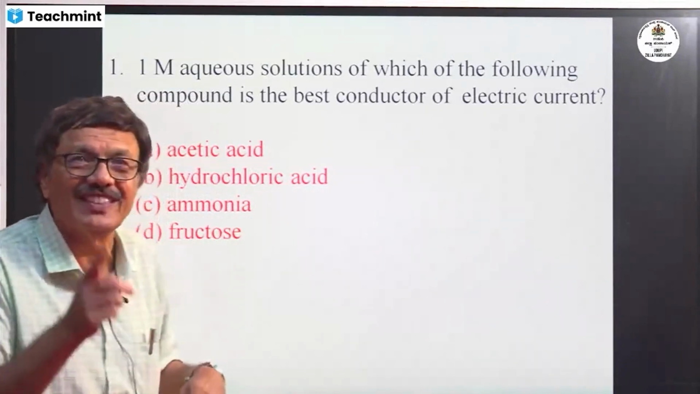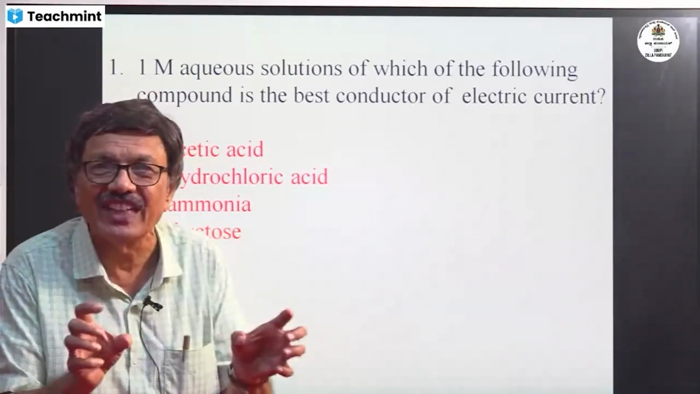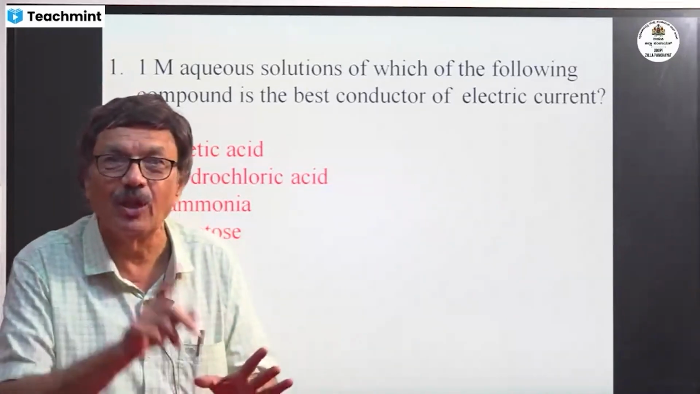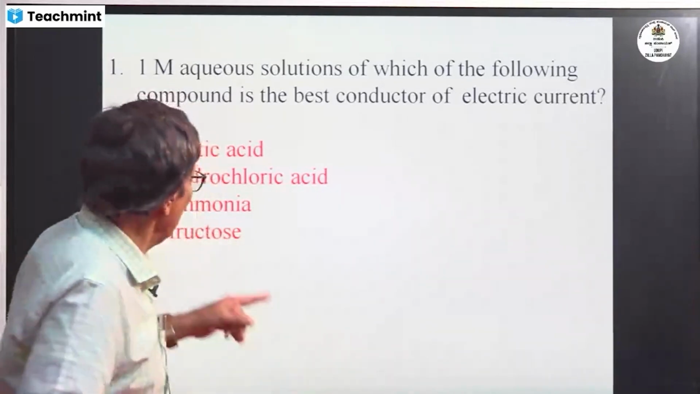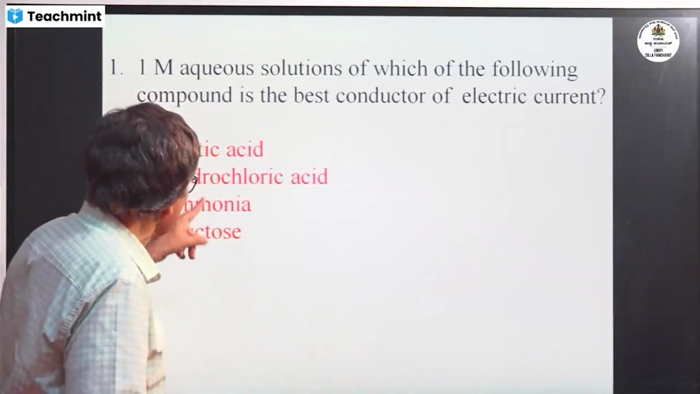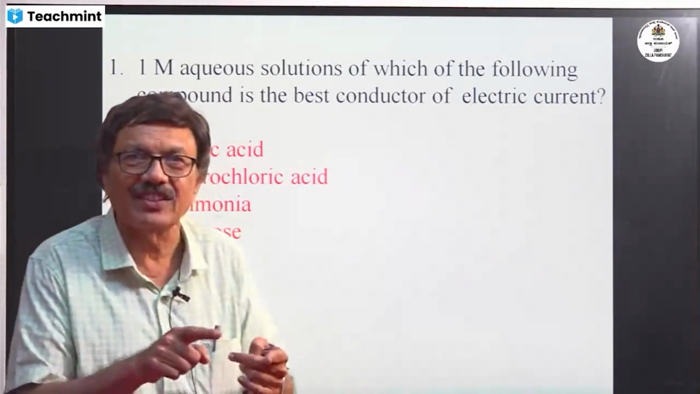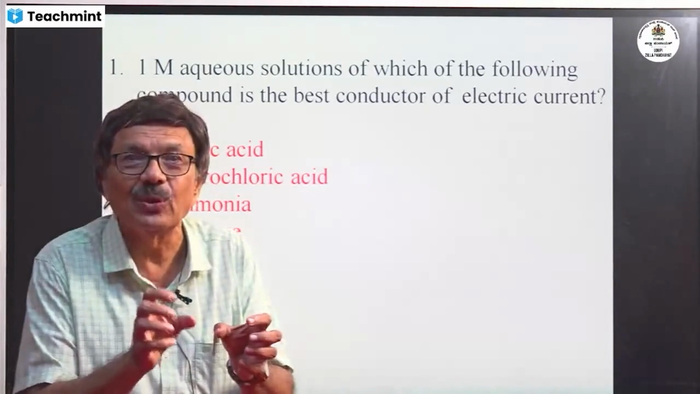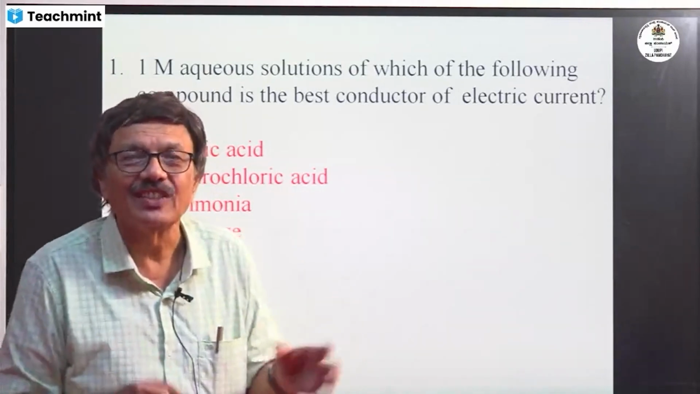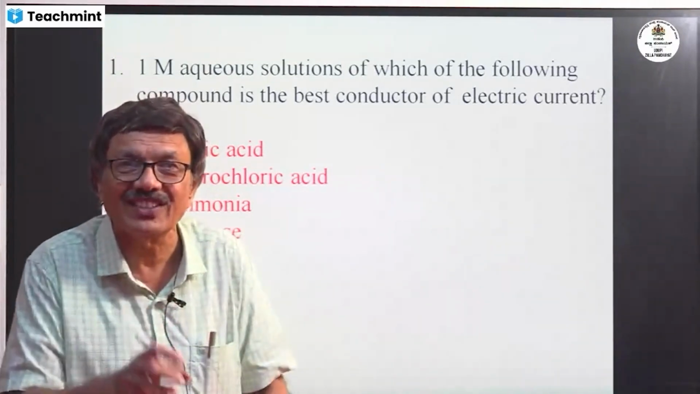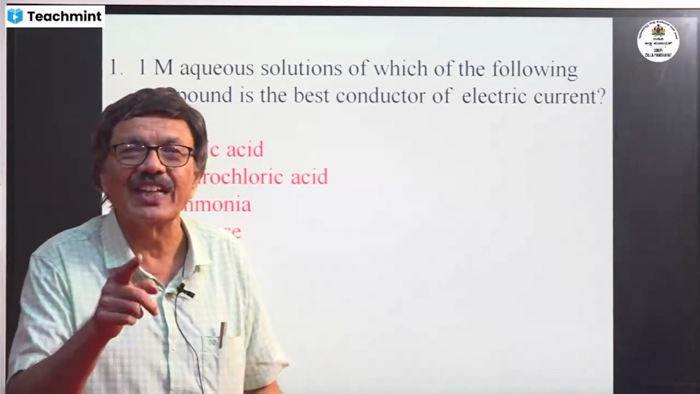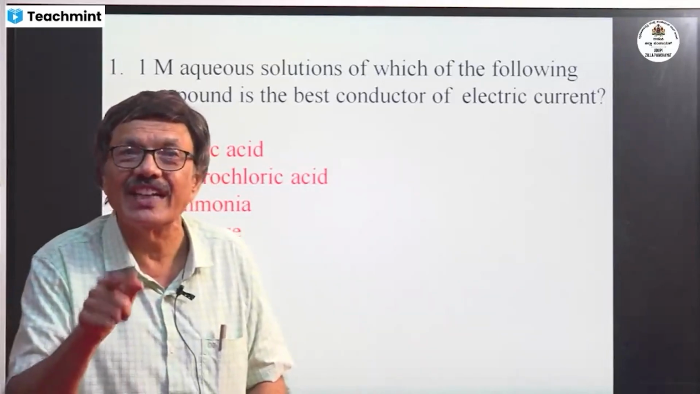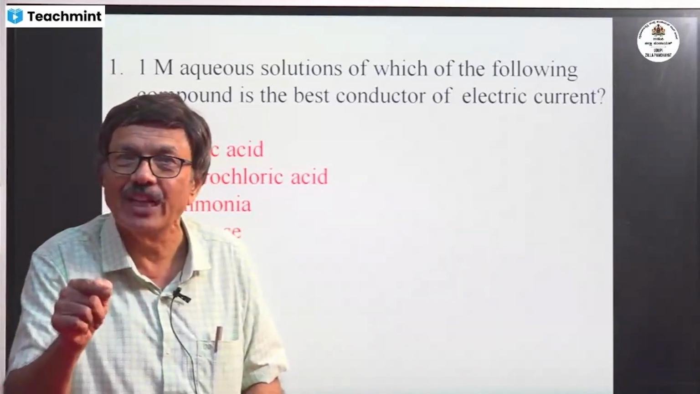Here fructose is a non-electrolyte. It does not furnish any ions. So its conductance will be 0, the lowest. Coming to the other two, acetic acid and ammonia, they are electrolytes. Of course, they are weak electrolytes. They ionize only to a small extent, so their solution furnishes very few ions. They ionize partially, so the conductance of their aqueous solution will be very low.